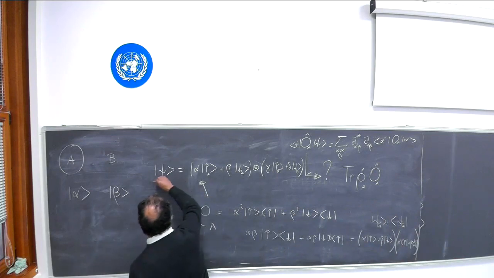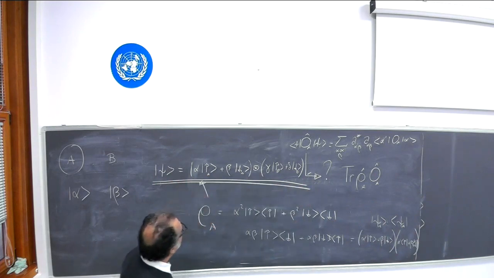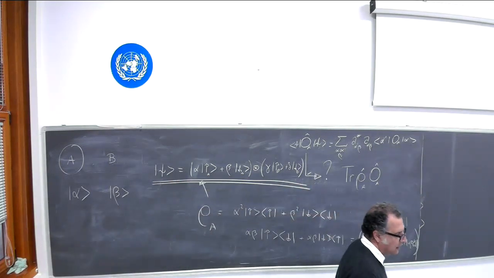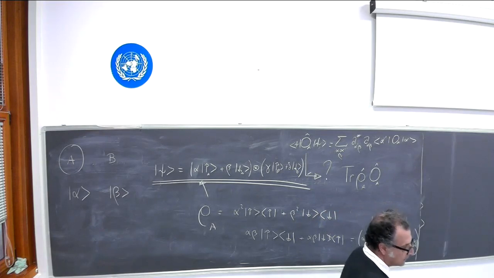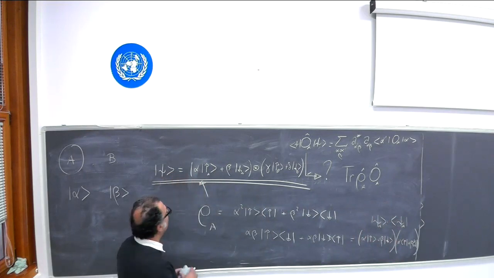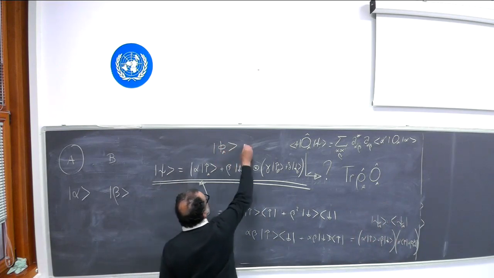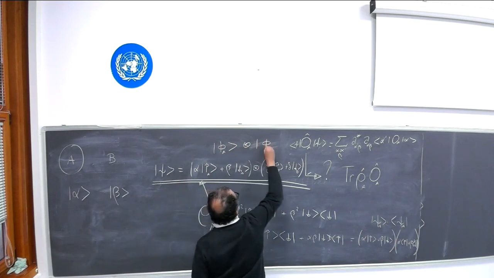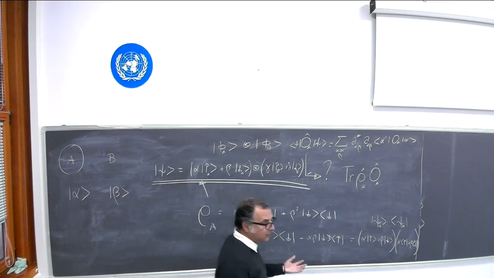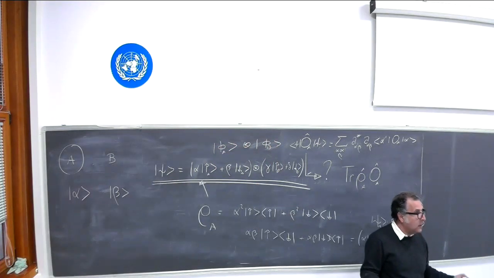There is some special feature of this state that appears here. Just look at the state. The state in this case can be written as something like phi A times, let's call it phi B. So you can write it as a product of the wave function of the subsystem A times the wave function of the subsystem B.